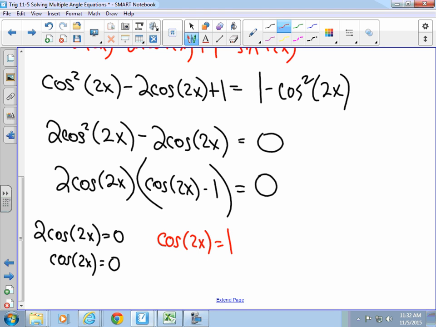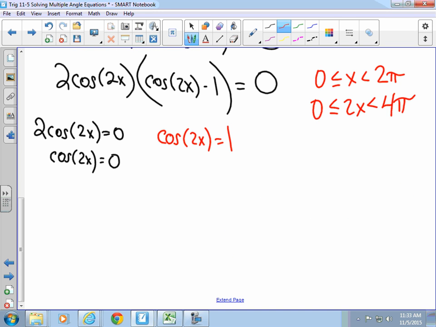Interval. Let's talk about interval first. It says 0 to 2 pi. So when I double the angle, I'm going to go 0 to 4 pi. So I'm going to go around the circle 2 times. And this is the first one we've worked in radians, so you'll get to see how the math works out with the radians going around again. When is cosine 0? Pi over 2 and 3 pi over 2.